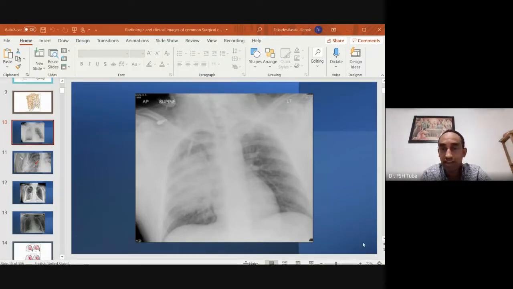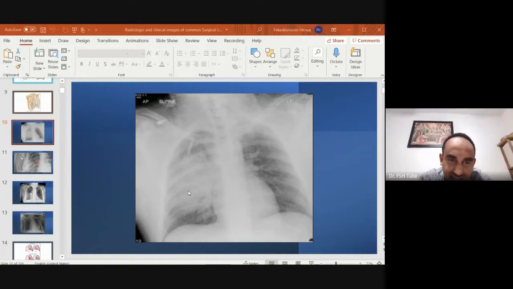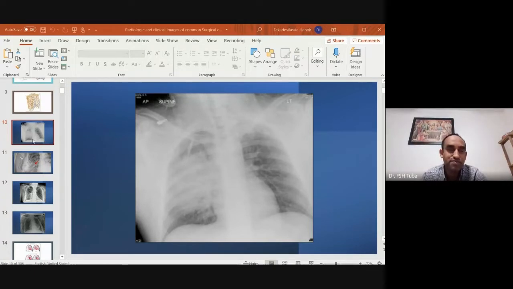Most probably, yes, consolidation, that's a possibility. You are right. But if you see a rib fracture, which I don't see clearly, but if it is associated with rib fracture, which looks like a flail segment or a flail chest, what do you think? Or if you see multiple rib fractures, hemothorax, not hemothorax.